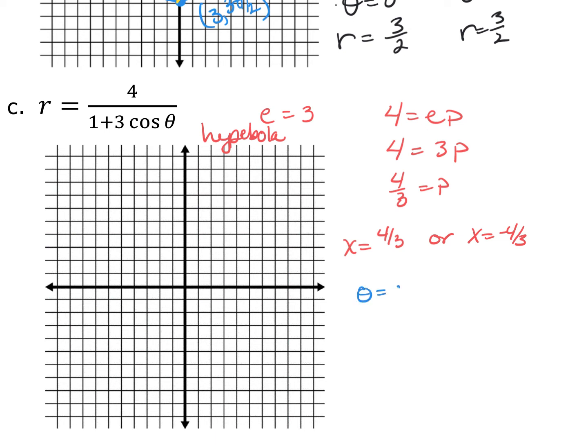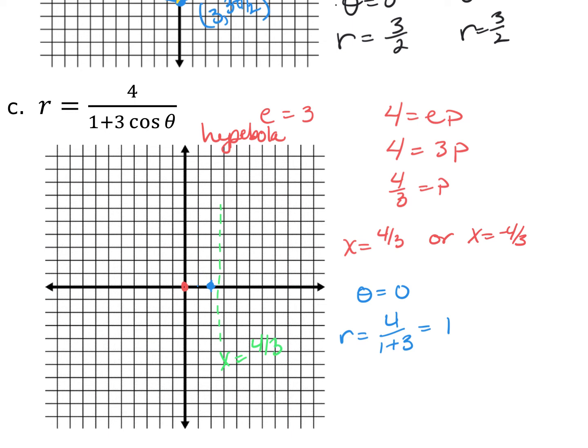So when theta is equal to 0, I'm going to have r is equal to 4 over 1 plus 3. So r is going to be equal to 1, because it'll be 4 over 4. So here is 1, so right here. And here's where my focus is. If that's where my focus is, and I'm opening left and right, my directrix must be at 1 1/3. Positive x is equal to 1 1/3. So here's where my directrix is. x is equal to 4/3, or in other words, positive 1 1/3.